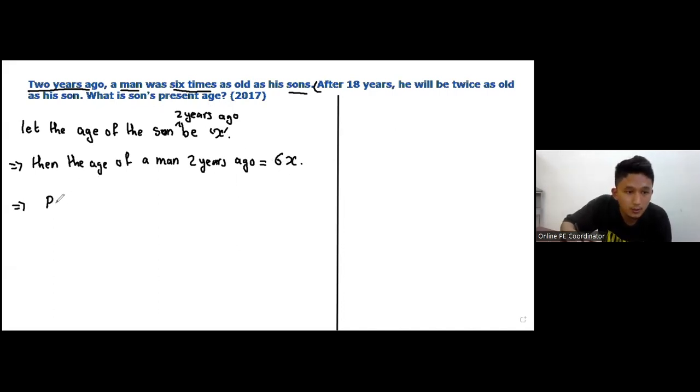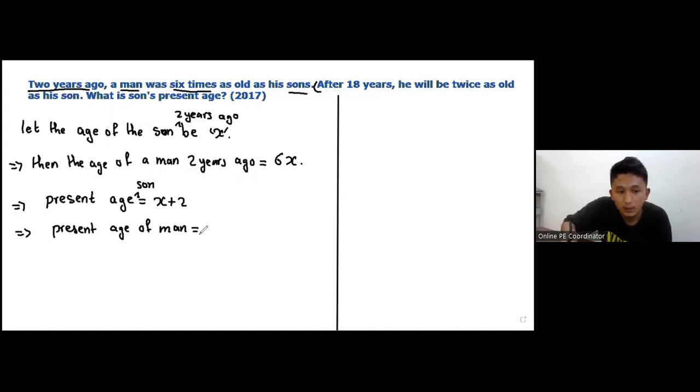What will be the present age of the son? Son's age 2 years ago is x, so the present age of the son is x plus 2. The present age of the man will be 6x plus 2. Okay, but we still can't find the value of x.